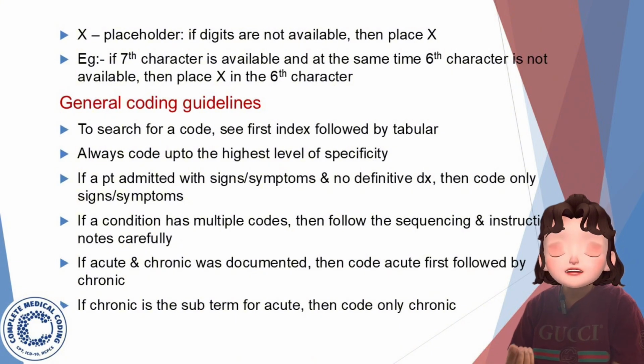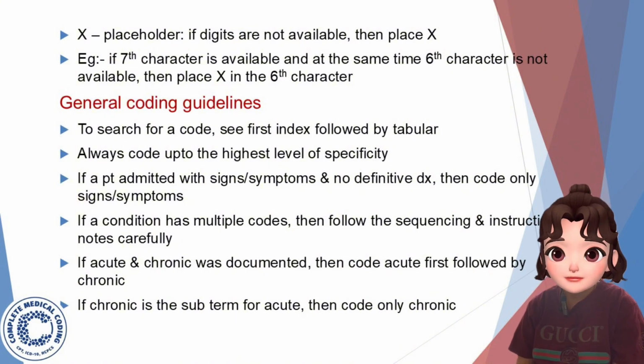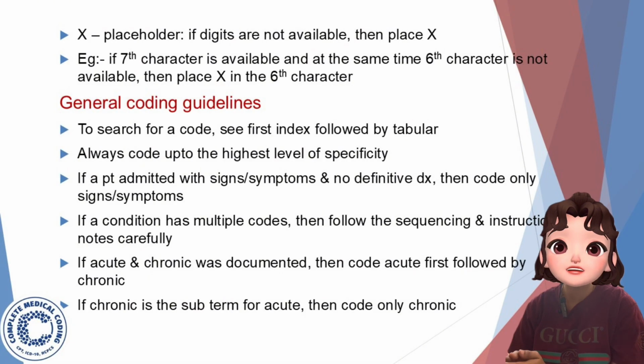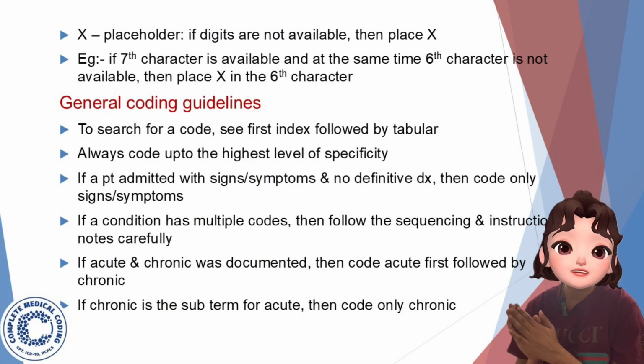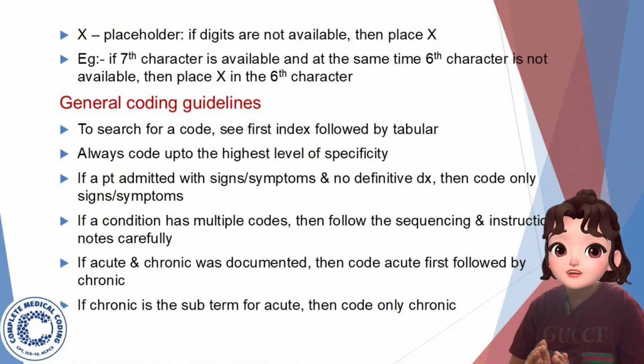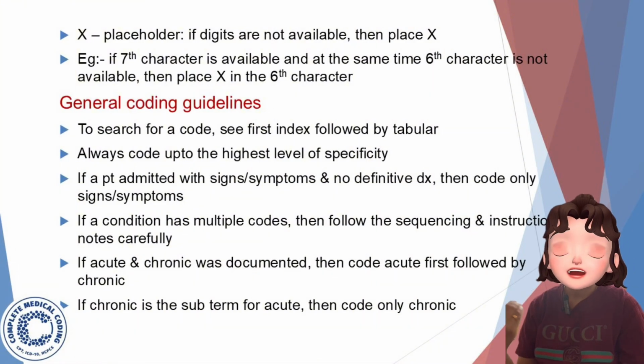Okay. Now, if a condition has multiple codes, then follow the sequencing and instructional notes carefully. If there are multiple codes that you need to code, then you always have to follow the sequencing, which code, like severity, has to be coded first, and then the instructional notes.